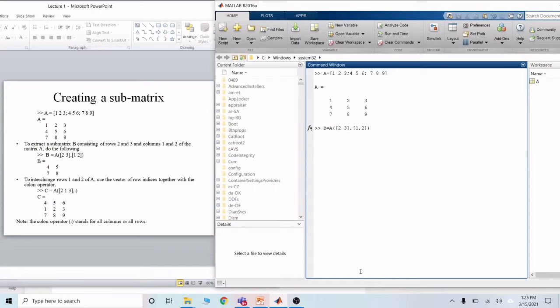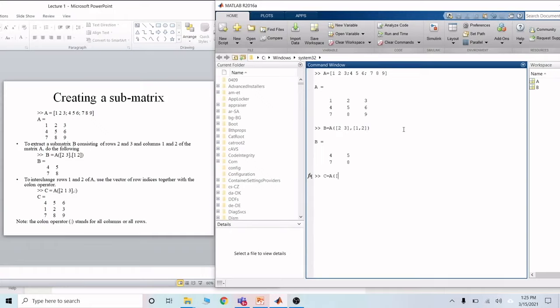The answer should be 4 5 7 8. Okay, 4 5 7. P is 4 5 7. Okay, this is the submatrix. And now I want to change row 1 and row 2. C is equal to, from A matrix I want to change row 1 and row 2.